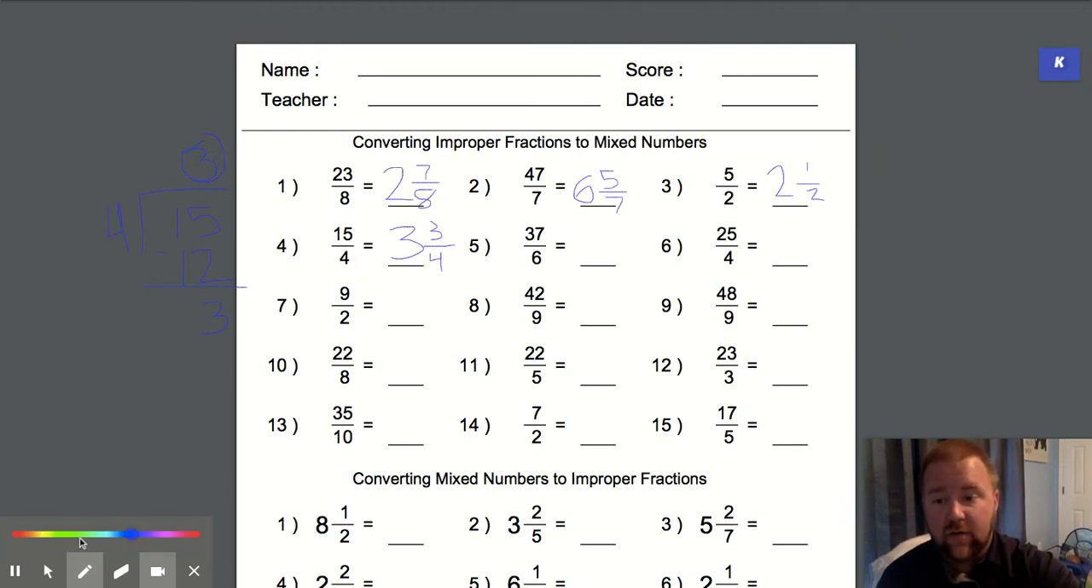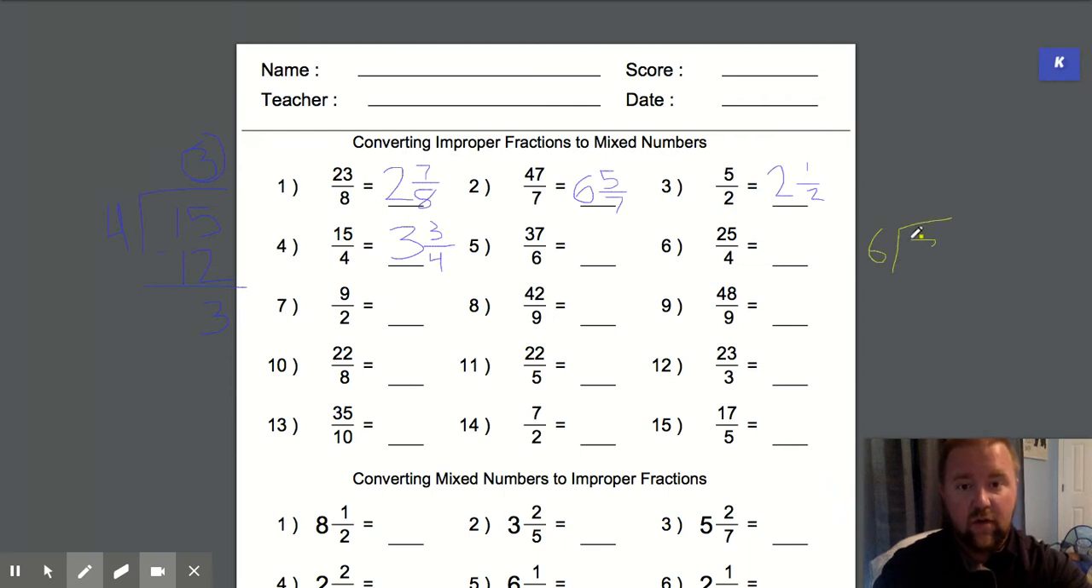I'm going to change my color too, because I want to make sure that we're able to see it. Maybe I'll try yellow. All right, 37 sixths. So if I said, okay, I need to divide 6 into 37. All right, 6 can go into 37 6 times without going over. And then I subtract, because 6 times 6 is 36, and I get a 1. So this is going to be my whole number again. So I'm going to put my 6 here, all right? And then my remainder is my numerator. It's a little tough to see. And my denominator always stays the same, which is a 6, all right?